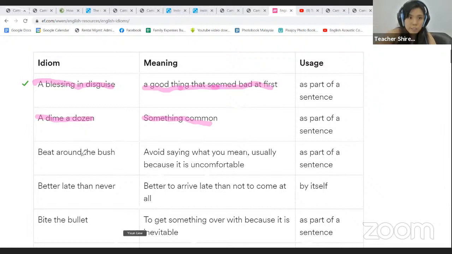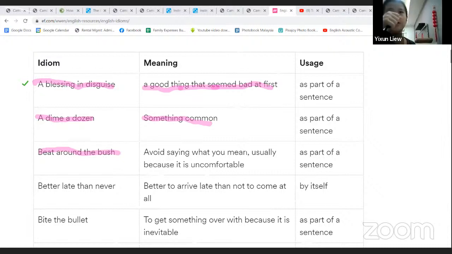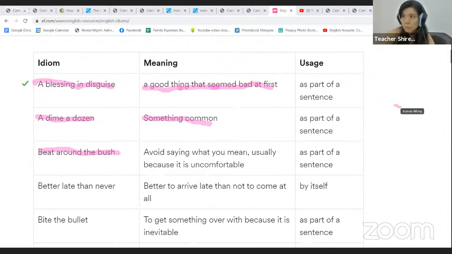Yixun, can you read this? Beat around the bush. Yep. Beat around the bush: avoid saying what you mean, usually because it's uncomfortable. Okay, so beat around the bush means to avoid saying what you mean because it's so uncomfortable.